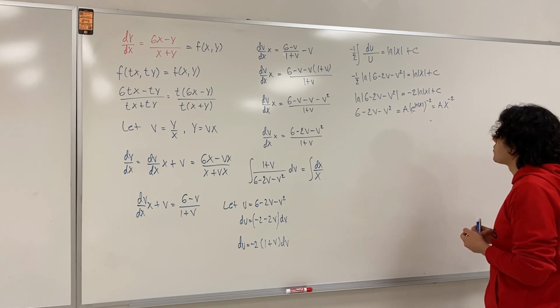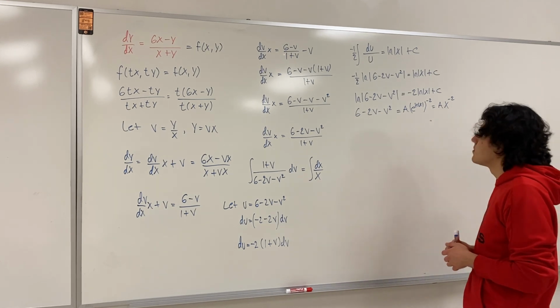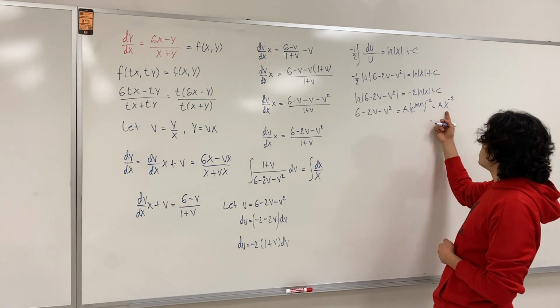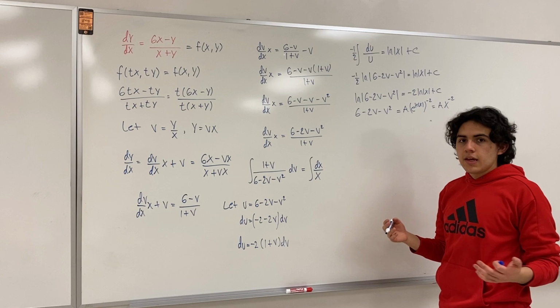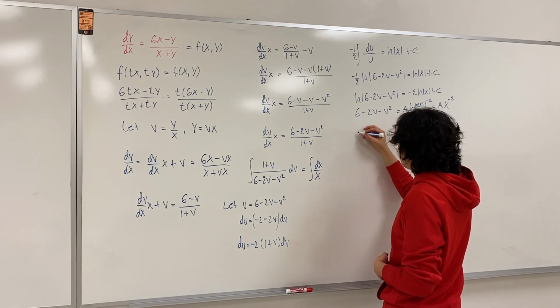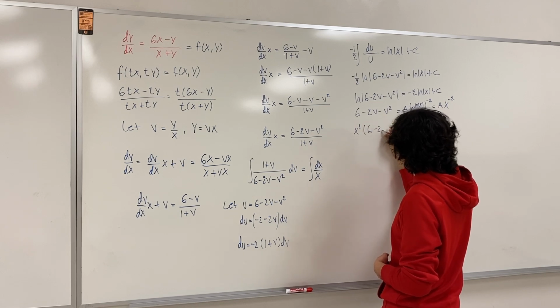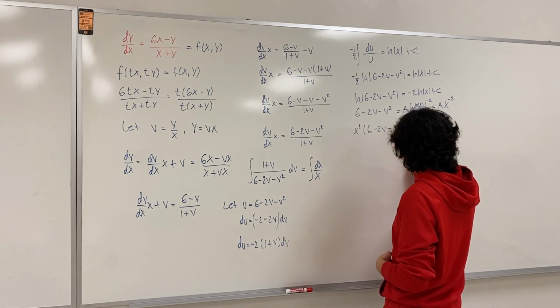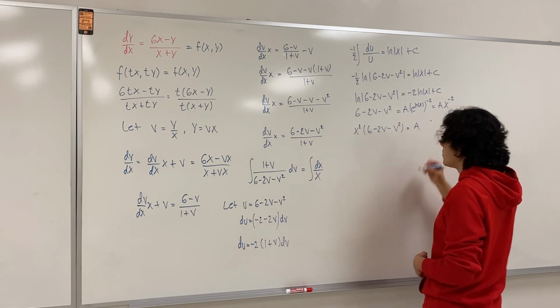Not -1/2, sorry. Did I say -1/2 before? I meant to say -2, okay? And now, this is the same as doing a divided by x squared. So I'm going to multiply by x squared on both sides of the equation, and we're going to have x squared times 6 minus 2v minus v squared is equal to some constant a, okay?